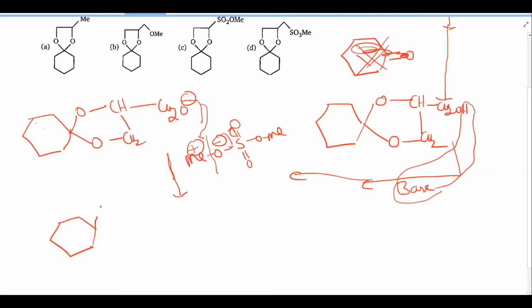Then the product is cyclohexane. This is O, this is O. Here CH is there, this is CH2, this is CH2, CH2OMe. This is our answer. So you can see what is the perfect one. This is the correct answer. It will be the B option. B option is the correct answer.